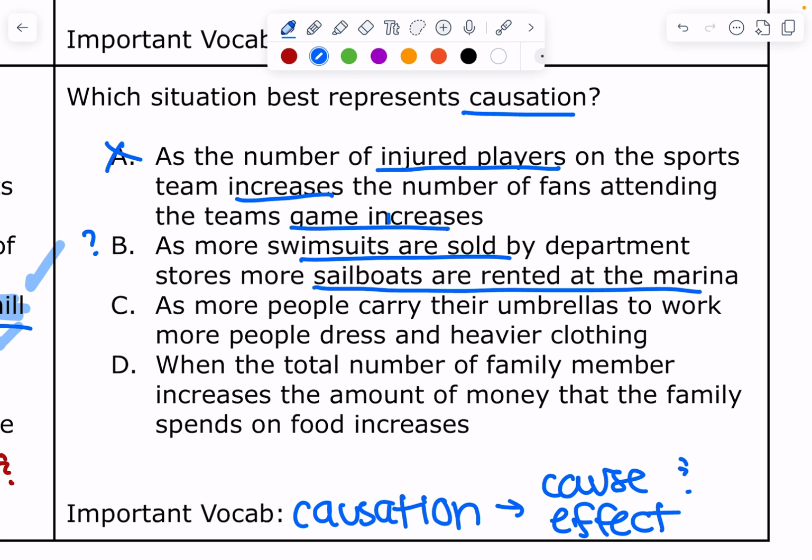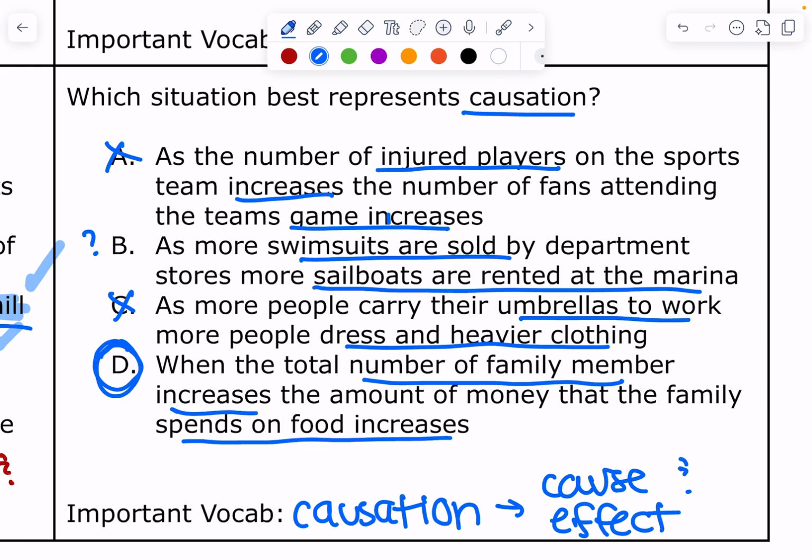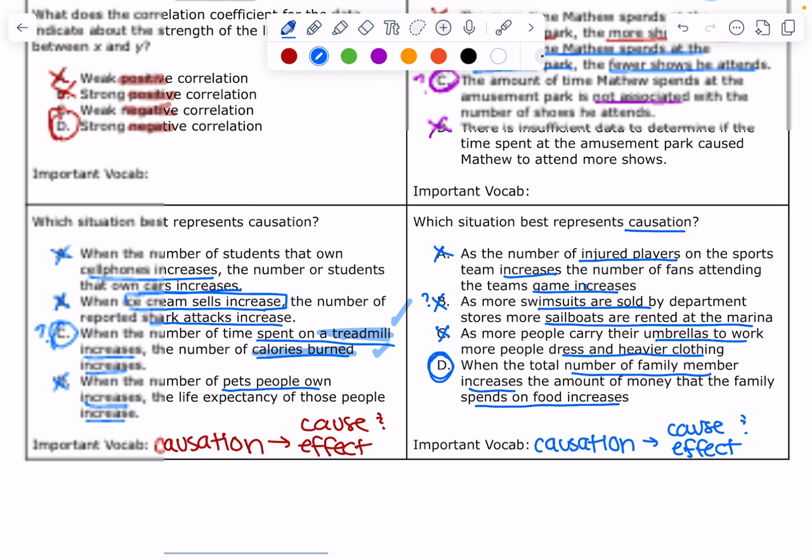As more people carry their umbrella to work, more people dress in heavier clothing. So, not really. More people who carry an umbrella might be having jackets maybe, but not heavier clothing. When the total number of family members increases, the amount of money that the family spends on food increases. If you have more people in your family, when you go out to eat, you have to spend more. This one is definitely a cause and effect. So I know now B is wrong.